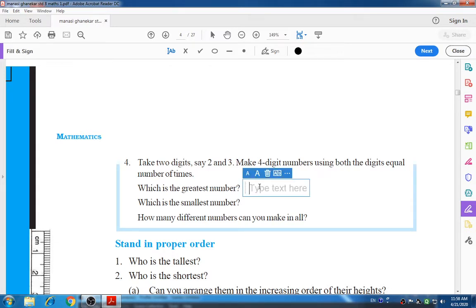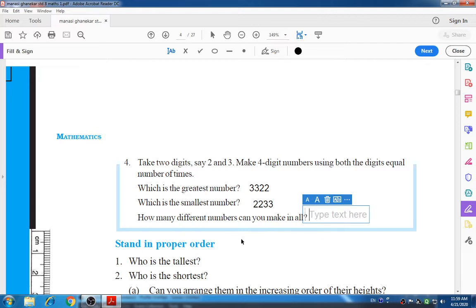So which one is the greatest number? Between 2 and 3, 3 is the greater, and I will use that digit 3 for 2 times, that is 3 3, and afterwards 2 2. That means 3322 is the greatest number, and 2233 is the smallest number. Now tell me, how many different numbers can you make in all? That will be the most important question. Just try it yourself and tell me how many different numbers you can make in all.